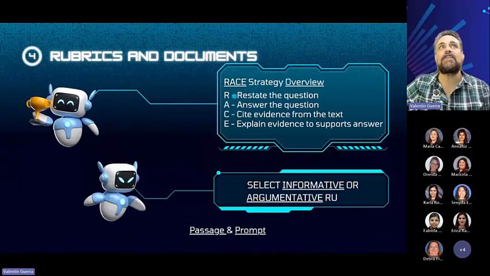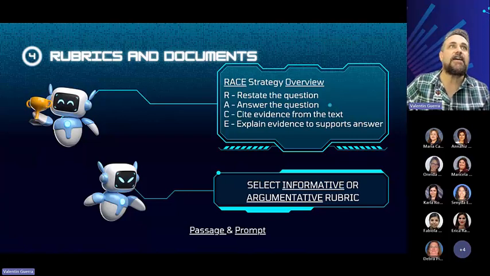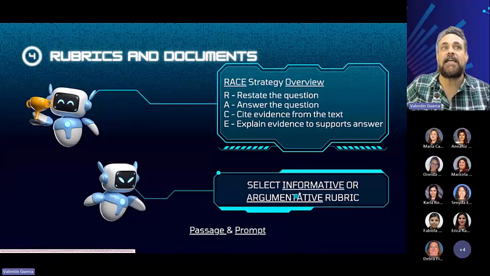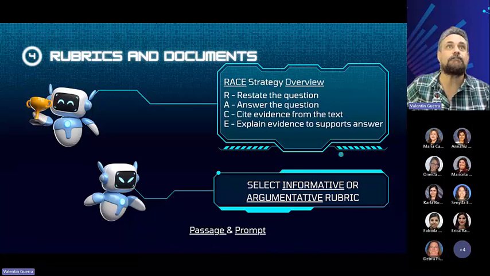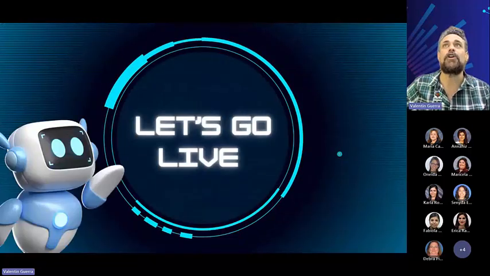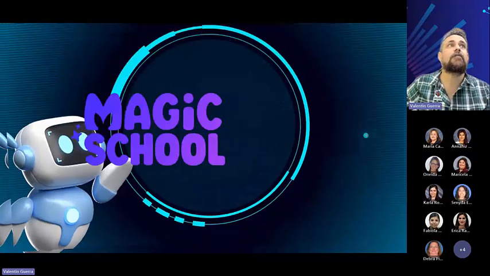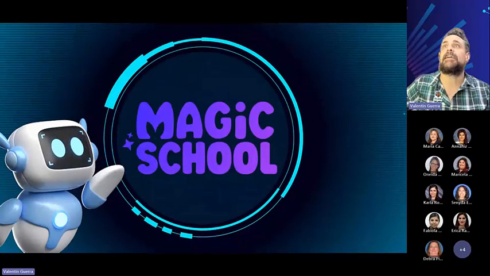So remember, the RACE strategy is restate the question, answer the question, cite the evidence, and explain the evidence. And here are direct links to the informative and argumentative documents that are in this same folder. And now we're going to go into Reina, and I'm going to show you how it was created in Magic School.